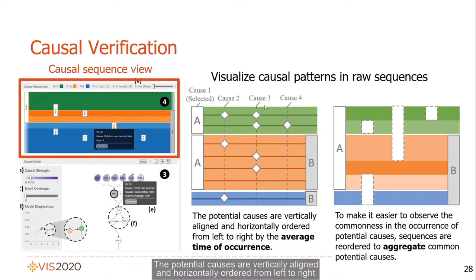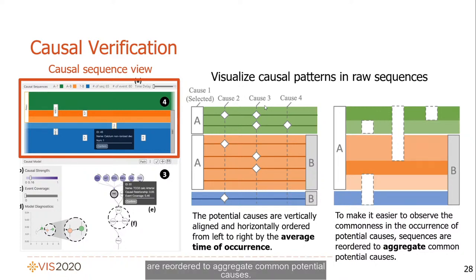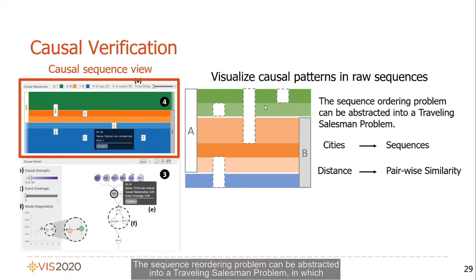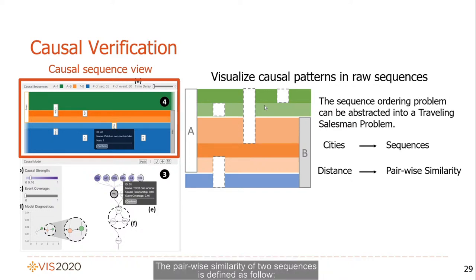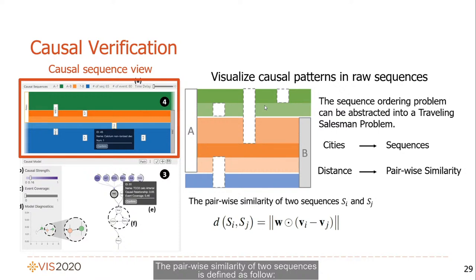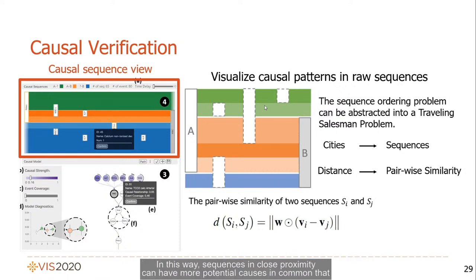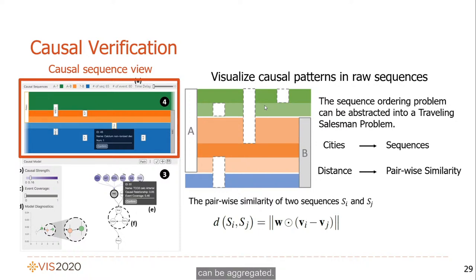The potential causes are vertically aligned and horizontally ordered from left to right by their average time of occurrence. To make it easier to observe the commonness in the occurrence of potential causes, sequences are reordered to aggregate common potential causes. The sequence reordering problem can be abstracted into a traveling salesman problem, in which the concept of cities and distance represent sequences and their pairwise similarity. The pairwise similarity of two sequences is defined as follows. In this way, sequences in close proximity can have more potential causes in common and can be aggregated.